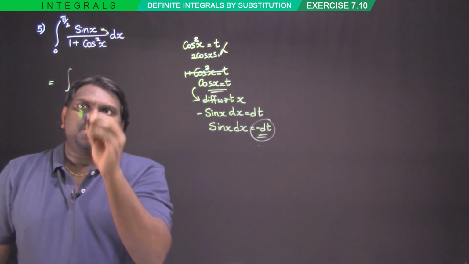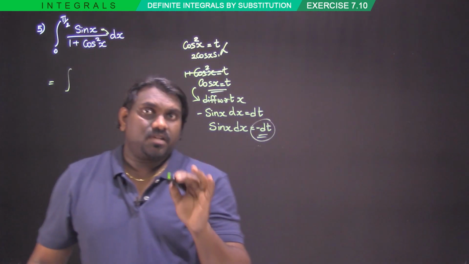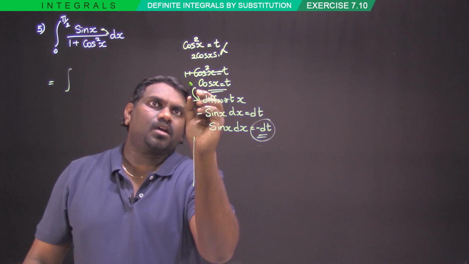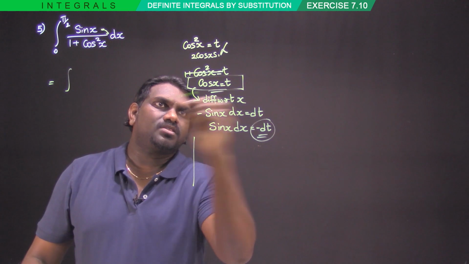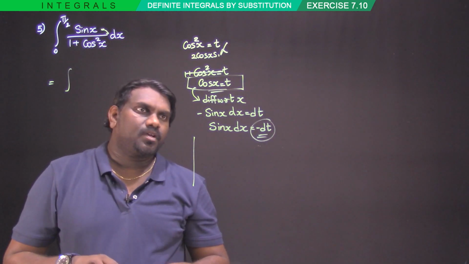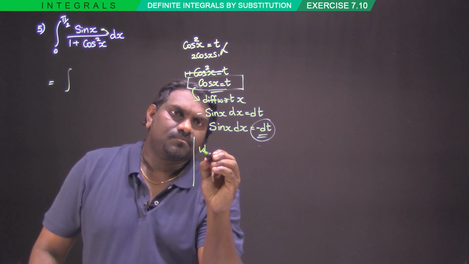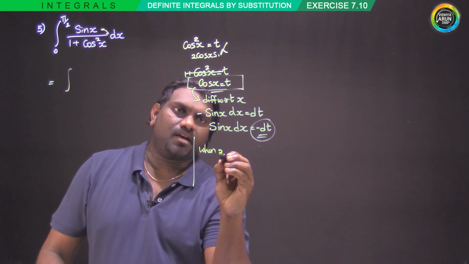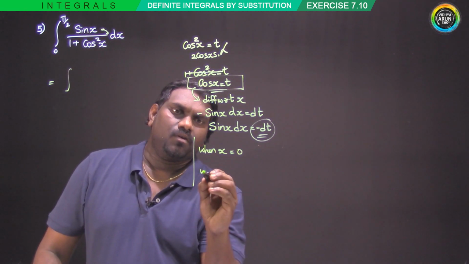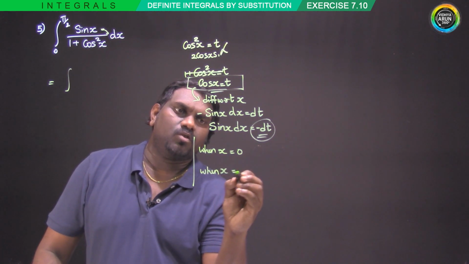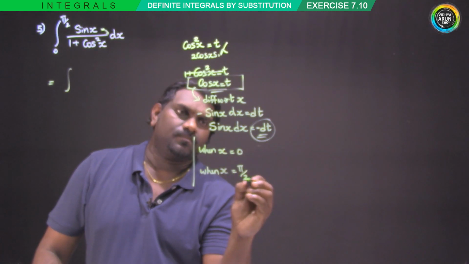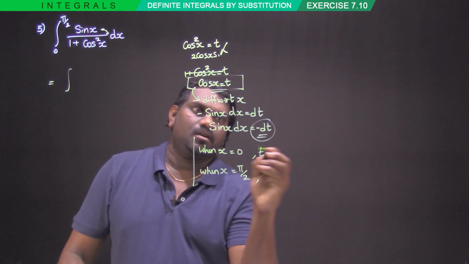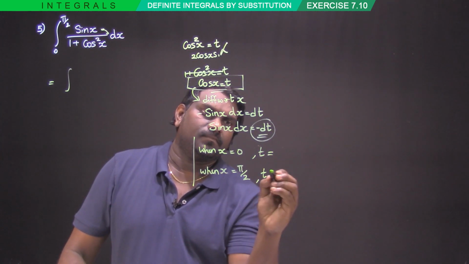Let's see. The limit will also change. Now this is what we have taken: cos x is equal to t. So when x is equal to 0, and when x is equal to pi by 2, what is the value of t?